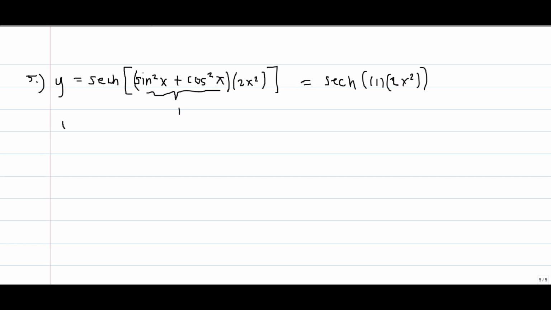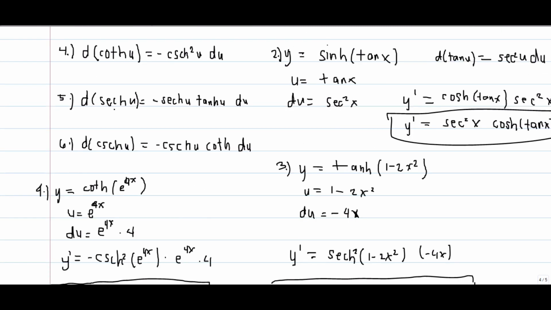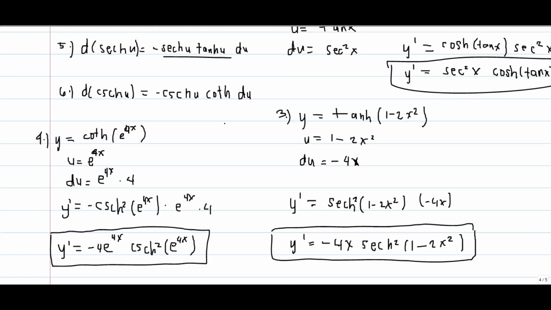So therefore our new given becomes sech of 2x squared. Then let u here be equal to 2x squared, then du here is equal to 4x. Okay, then take note, we use this formula: the derivative of sech u is equal to negative sech u tanh u du.